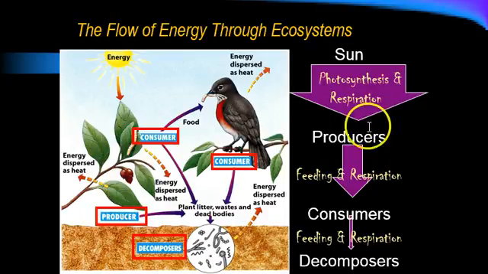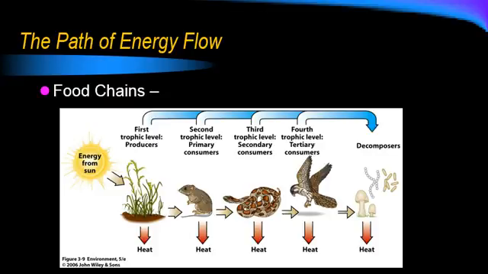And then those producers get eaten. And when they get eaten, those animals are using the molecules from the producers as food, and they're respiring. And every time something respires, a lot of that energy gets lost as heat. So you see our arrows getting smaller here because less energy is being passed on from the producer to the consumer. When the consumer is eaten by another consumer or by a decomposer, you lose even more energy. So the more steps in your food chain, the more energy is going to be lost.